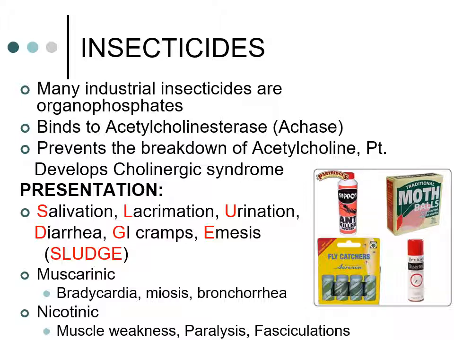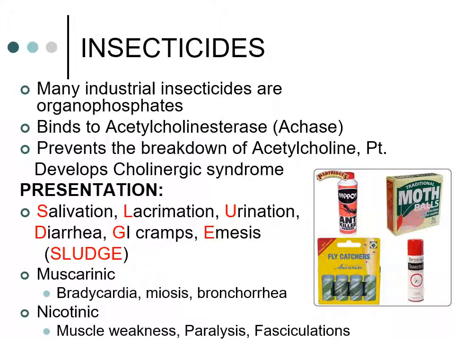So basically, these work by binding to acetylcholinesterase. They're going to inhibit it, and you're going to develop a cholinergic toxidrome. We've covered this before. Some people use SLUDGE. I like to use the DUMBBELS because that includes your killer Bs of bradycardia and bronchorrhea. Just know those are the main muscarinic effects.